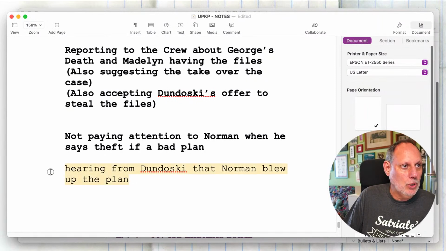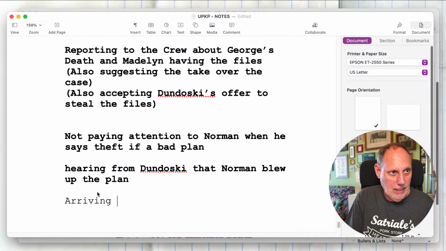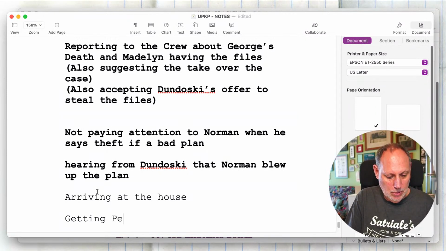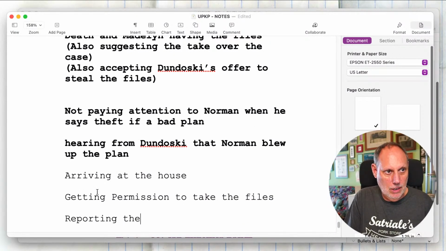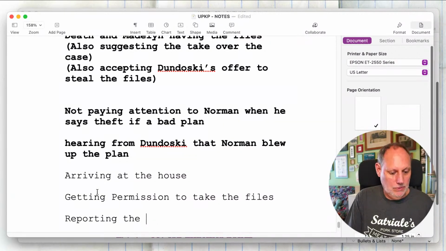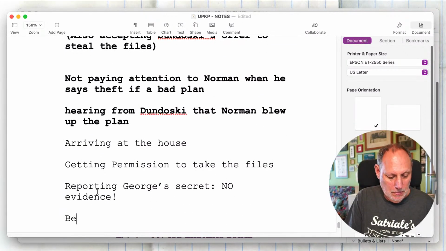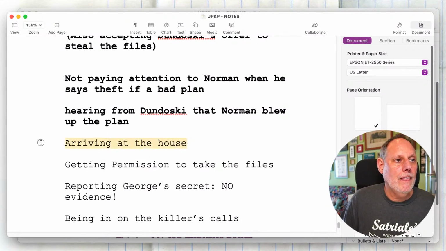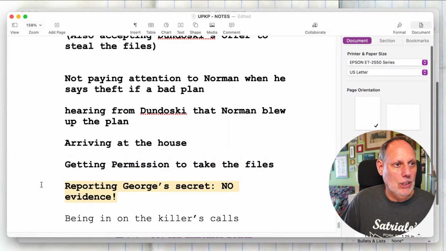Take out the she's because I know who I'm talking about. Then arriving at the house, getting permission to take the files, reporting George's secret, no evidence, then being in on the killer's calls. Okay, so these are Xena's scenes. I've made a Xena outline here.